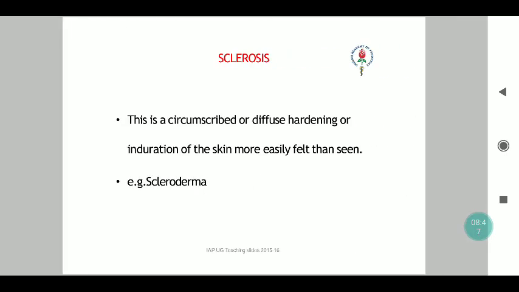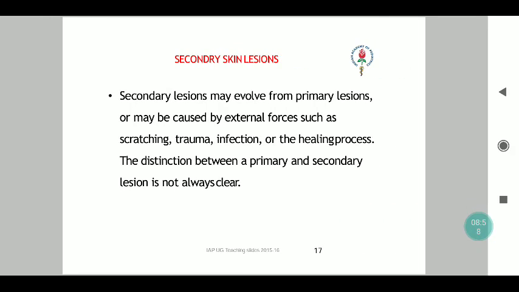Now sclerosis is a circumscribed diffuse hardening or induration of the skin that is more easily felt than seen. It is a palpation finding and is characteristically seen in scleroderma. Now with that we have completed the primary lesions.